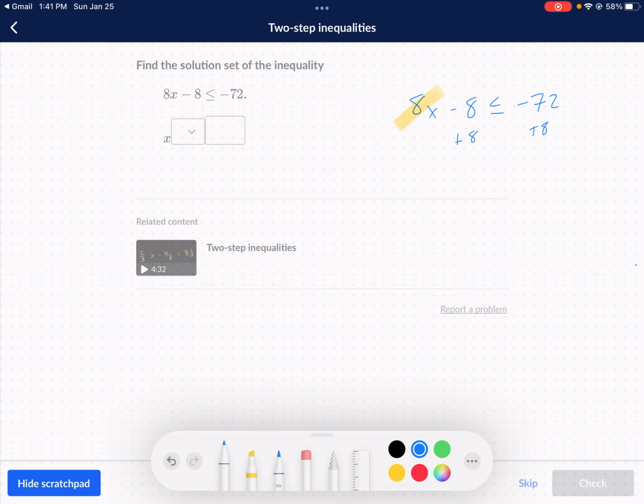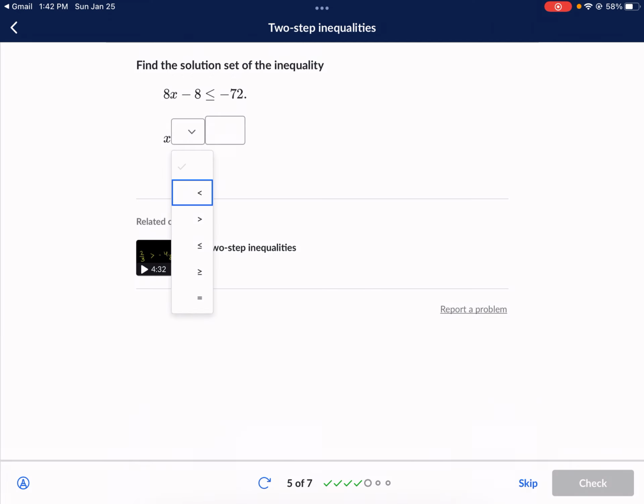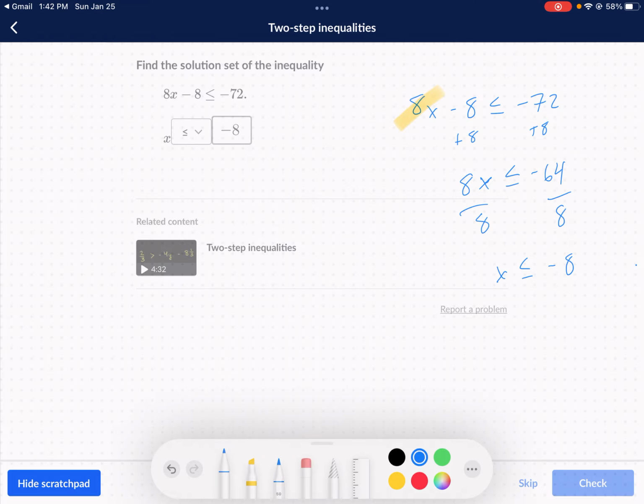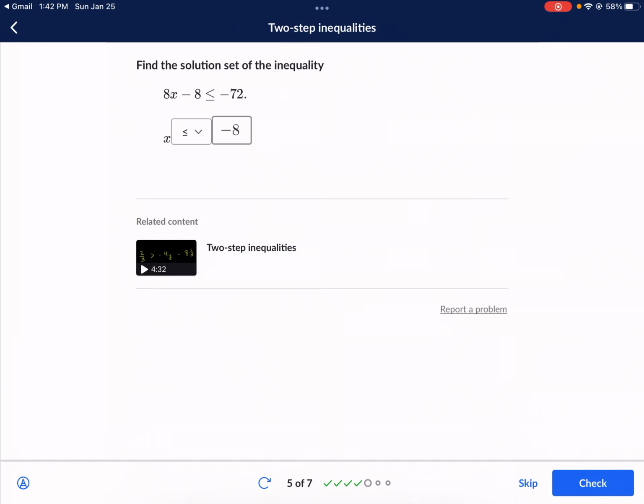That gives me, be careful with this one, negative 64 is less than or equal to, or is greater than or equal to 8x. So now I divide by 8, divide by 8, and I get x is less than or equal to negative 8 is my answer. So we're going to put negative 8 as my answer, just to double check my work here, okay, and it looks good.